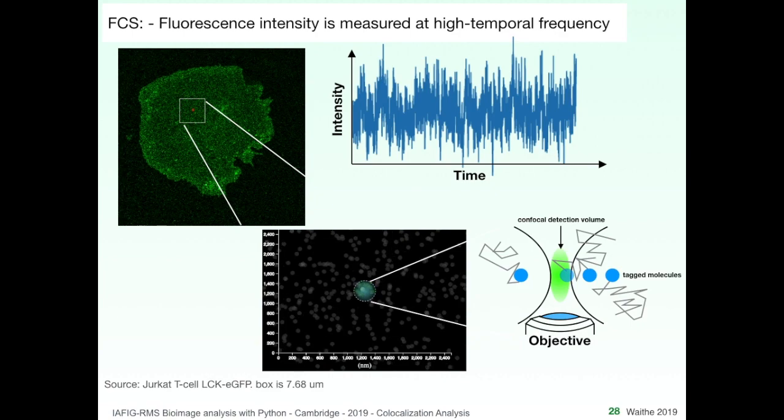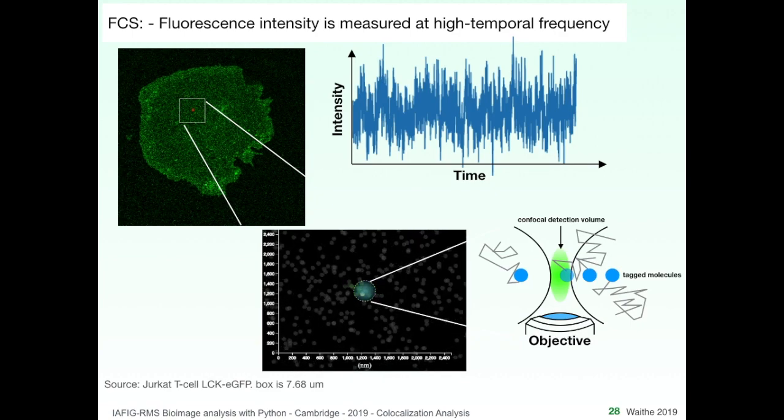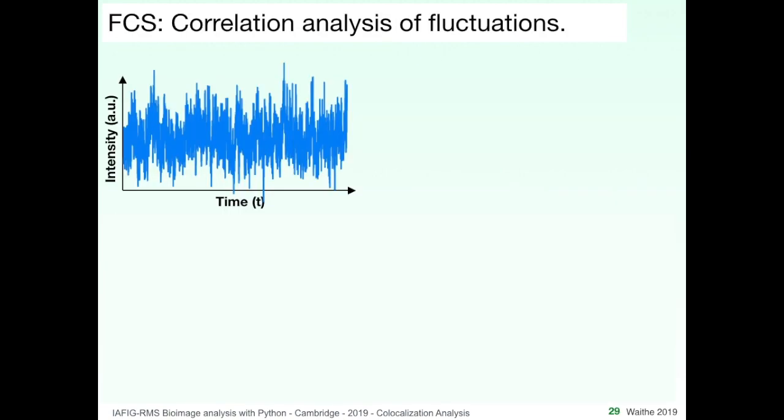And then once we got our time series signal, we want to analyze the fluctuations in the signal and find out how long the fluctuations last. So how long does it take for a particle to move in and out of the observation volume? We do this through correlation analysis, and specifically autocorrelation in the case of one signal.